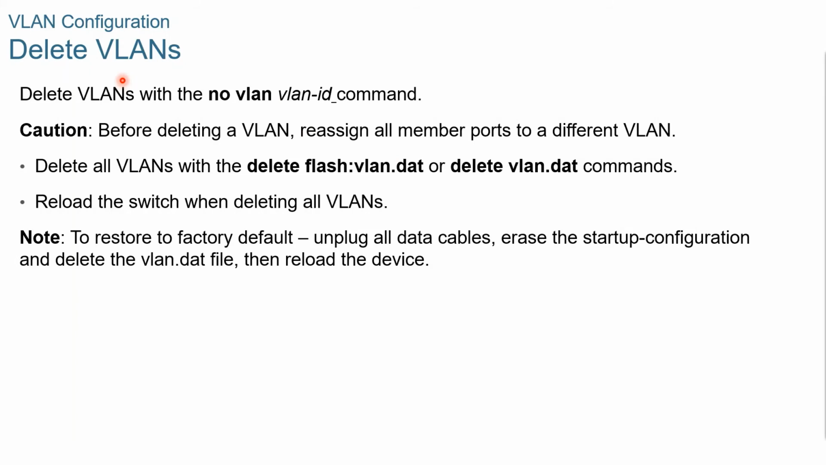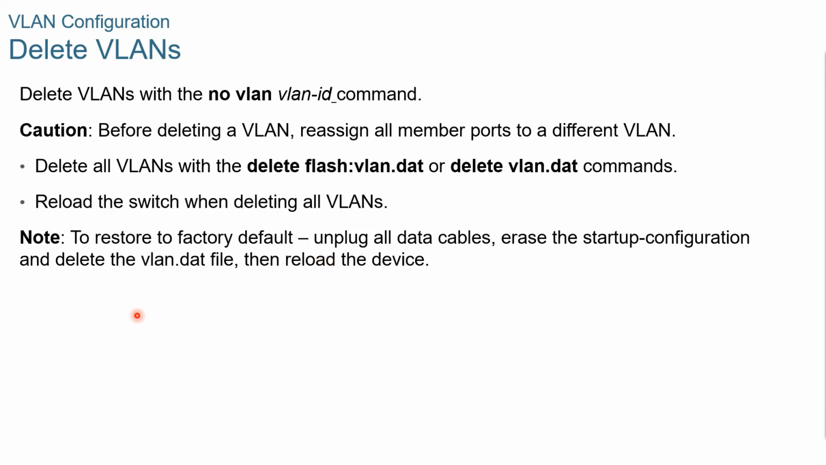Deleting VLANs. The no vlan ID global configuration mode command is used to remove a VLAN from the switch vlan.dat file. So caution: before deleting a VLAN, you need to reassign all member ports to a different VLAN first. Any ports that are not moved to an active VLAN are unable to communicate with other hosts after the VLAN is deleted, and until they are assigned to an active VLAN.